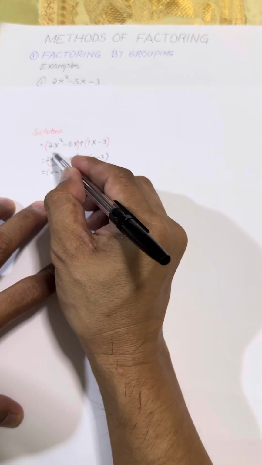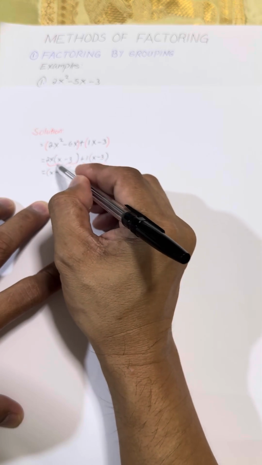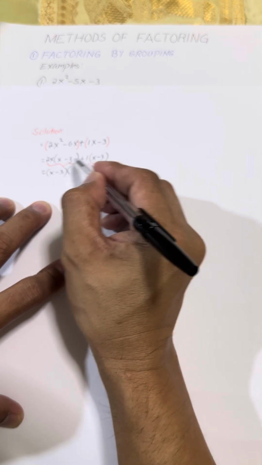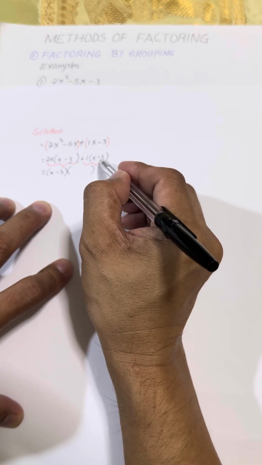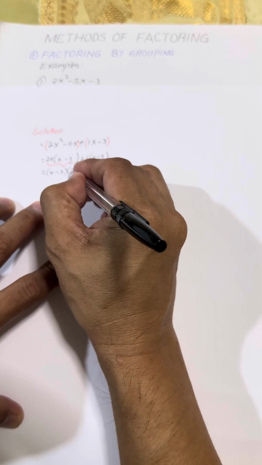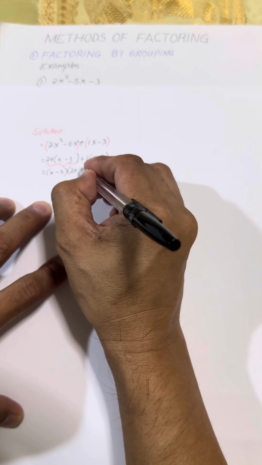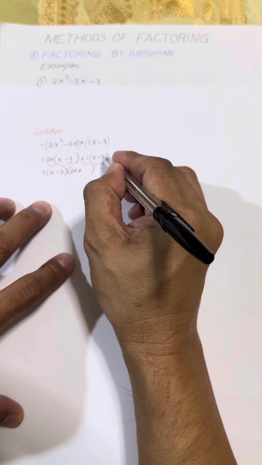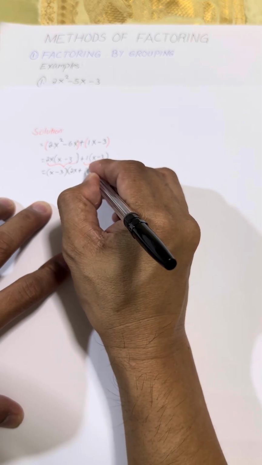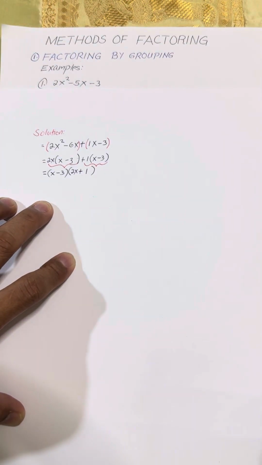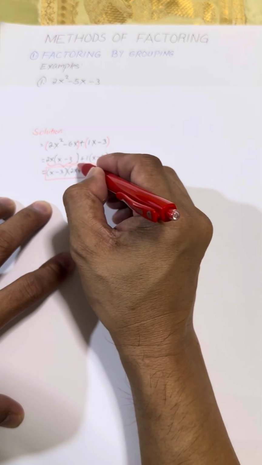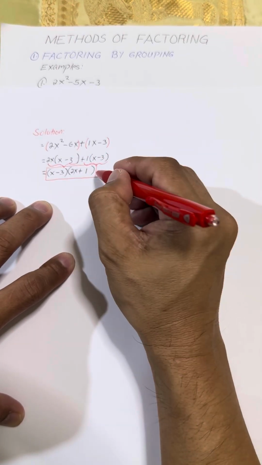After that, divide this term by x minus 3, which is the common factor of both terms. When you divide this by this, what is left is only 2x. Then we have here the plus sign. When you divide this by this one, what is left is equal to 1. So these are the factors. That's how easy it is to factor by grouping.